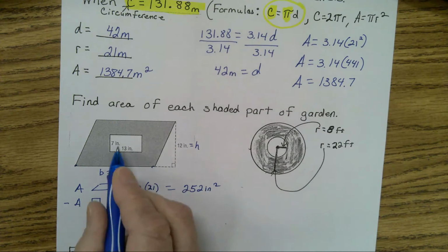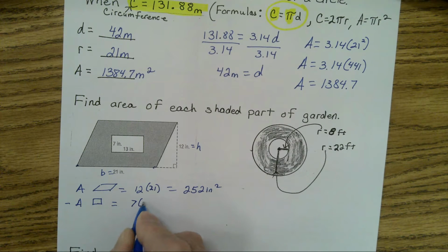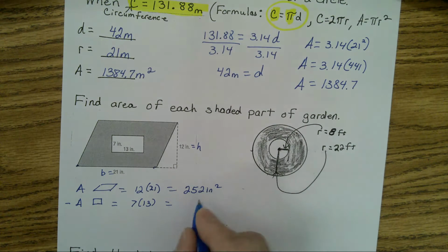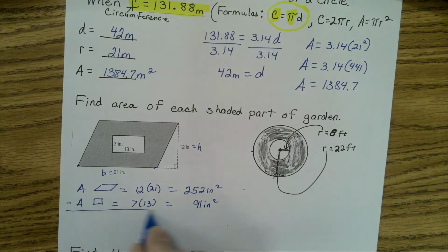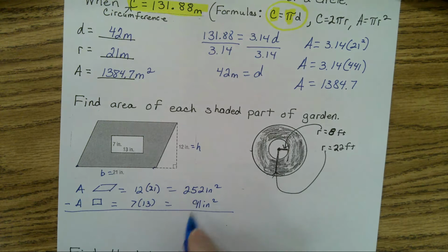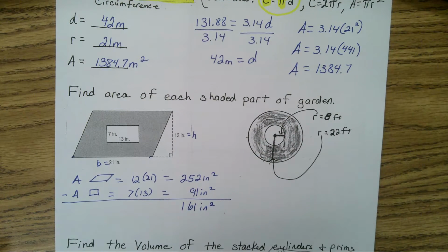Then I have to find the area of that little rectangle. That's the cutout. 7 times 13 will give you the answer of 91 inches squared. And you subtract. When it's a cutout, you subtract. So 252 minus 91, 161 inches squared. Are there any questions on that?